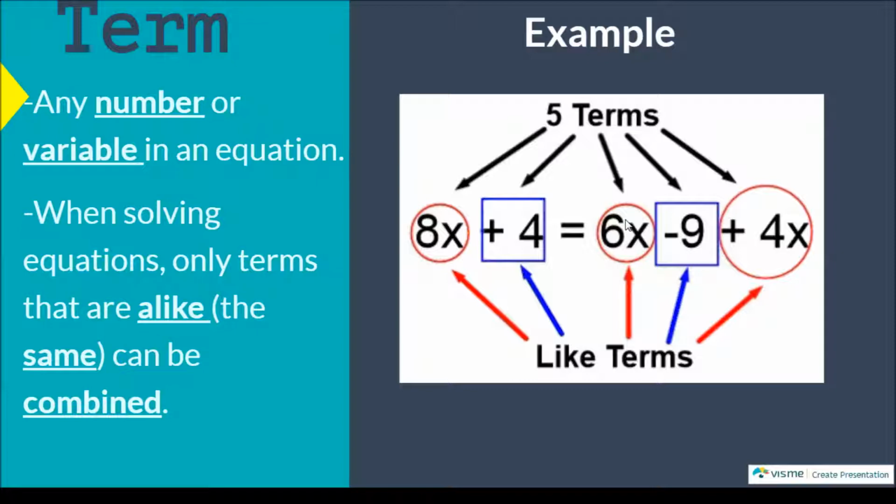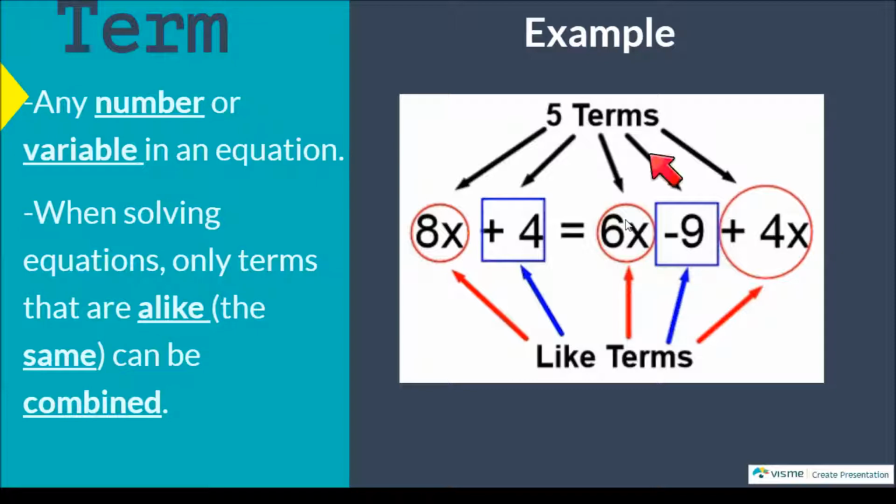All right, so hopefully you have had a chance to write down our information for the word term. We're going to go through our two little bullets here. Again, you guys are reading your words that you filled in. Okay, so let's go to the top one. It says a term is any or in an equation. Then our second bullet says when solving equations, only terms that are, which also means the can be.